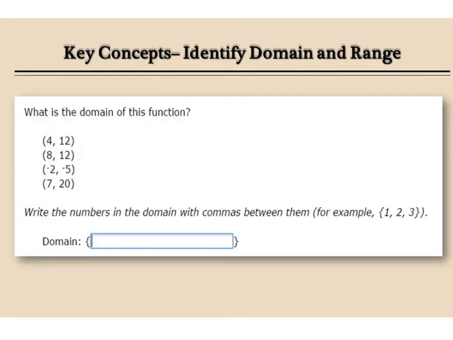Here's the first example. It says, what is the domain of this function? Well, I just said that the domain is all the x values. So I'm just going to list them down here. 4, 8, -2, 7. Normally you would see them in order, smallest to largest, but it doesn't matter when you put them in the computer. So those are the numbers in the domain.